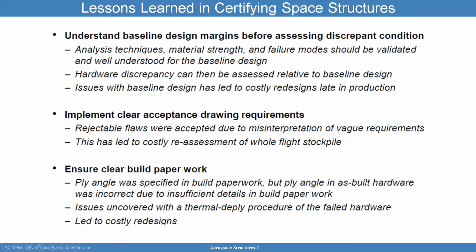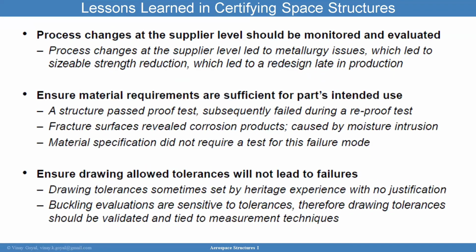And as an example, the ply angle was incorrect in the build paperwork, and as a consequence, the hardware was designed with a wrong ply angle. Therefore, that led to a costly failure later, which led to costly redesigns. So that's an example of making sure having clear build paperwork pays off. But this is not the only example, there's many of them.